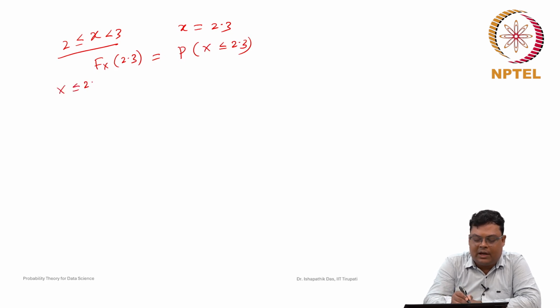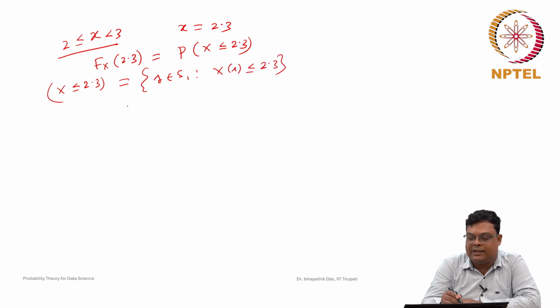So x less than or equal to 2.3 means this is nothing but all s belonging to S1 such that X(s) is less than or equal to 2.3. So what are the values it is satisfying? Because this random variable takes the values 0, 1, 2, 3. So 0, 1 and 2 all actually belong to this set.